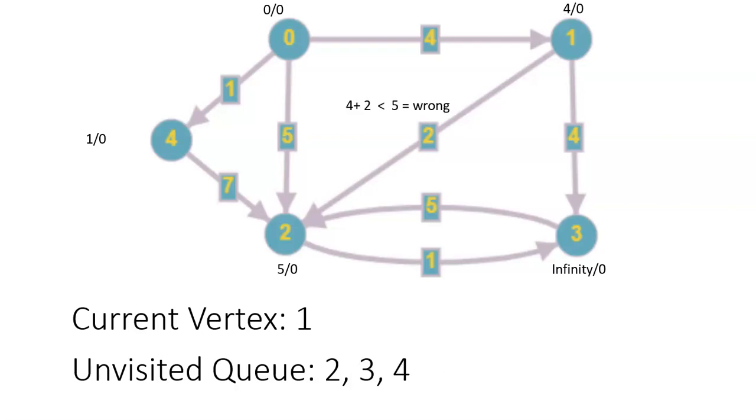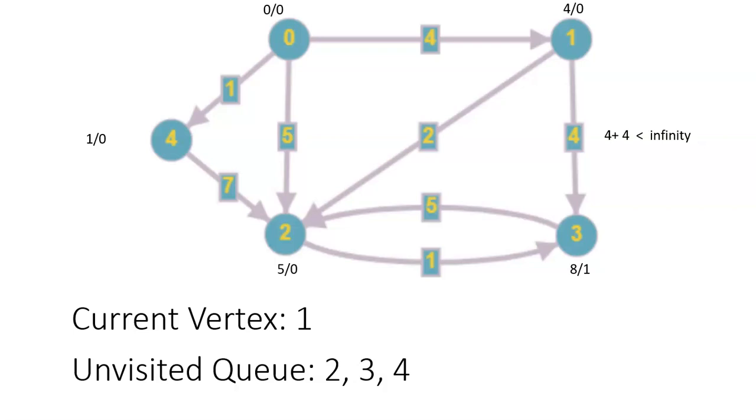For vertex 1, we check vertex 2. The distance of vertex 1 is 4, and we add it with the weight of 2, which is equal to 6, which is not less than 5. So then we move on to the next adjacent vertex. For vertex 3, the distance is going to be vertex 1's distance, which is 4, plus the edge from vertex 1 to 3, which is also 4. It equals 8, which is less than infinity. So we then set vertex 3's distance to 8 and the predecessor to vertex 1.